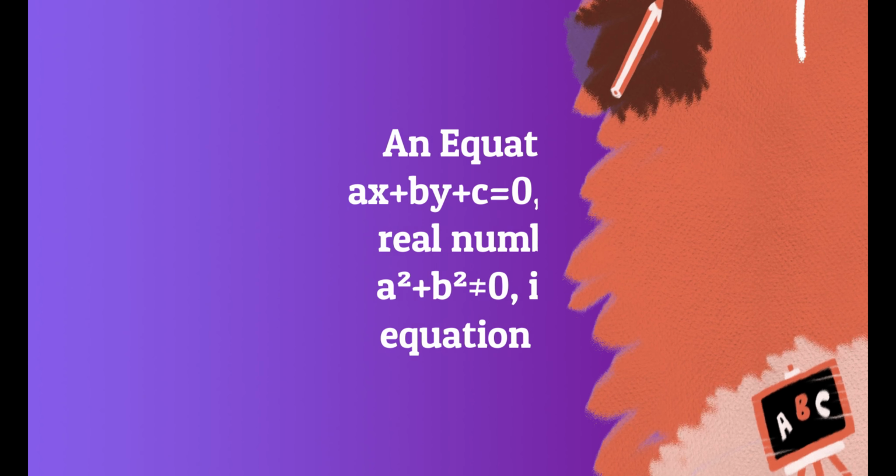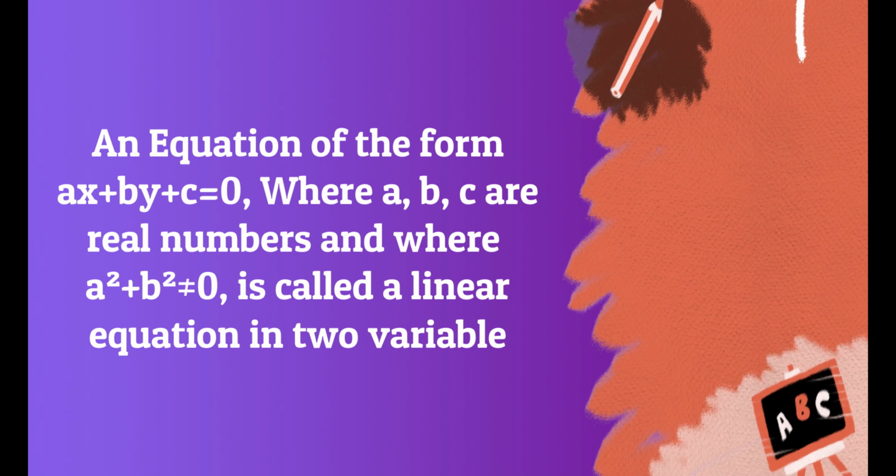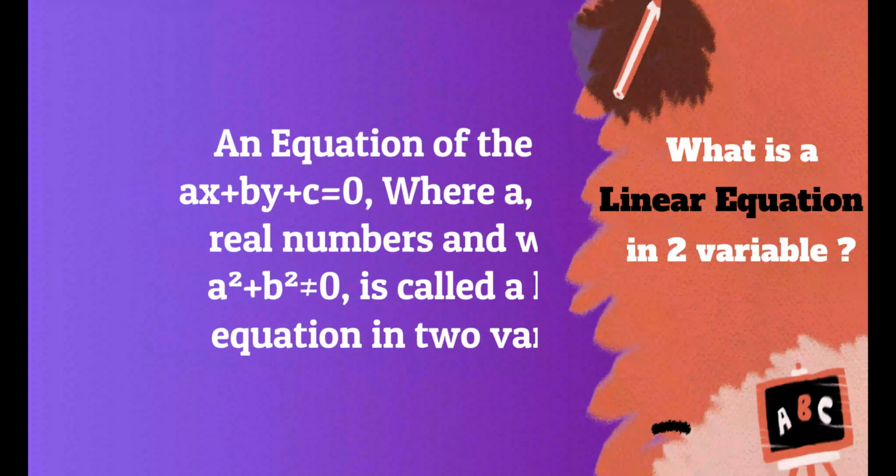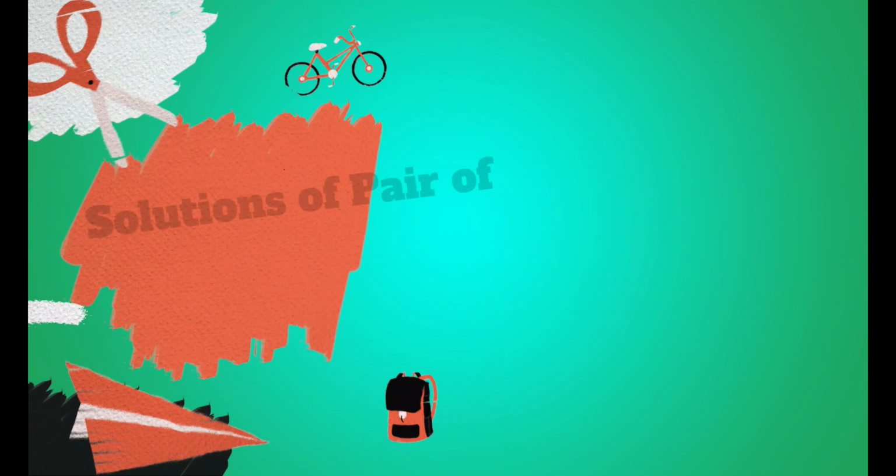Next, we will discuss about two variables. What is a linear equation in two variables? An equation of the form ax + by + c = 0, where a, b, c are real numbers and a² + b² is not equal to 0, is called a linear equation in two variables, where x, y are variables here. Now we will go to the solutions.